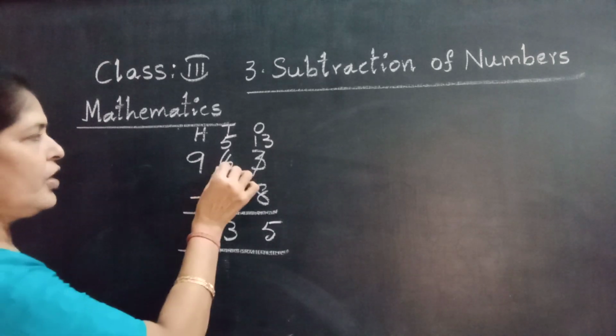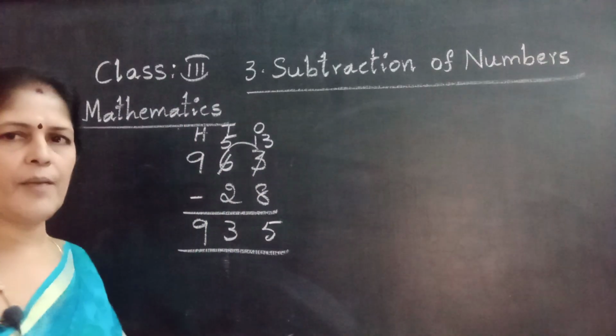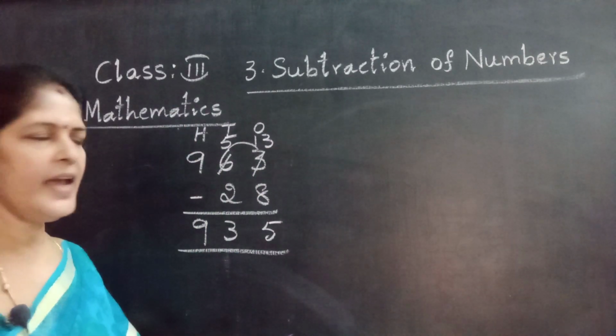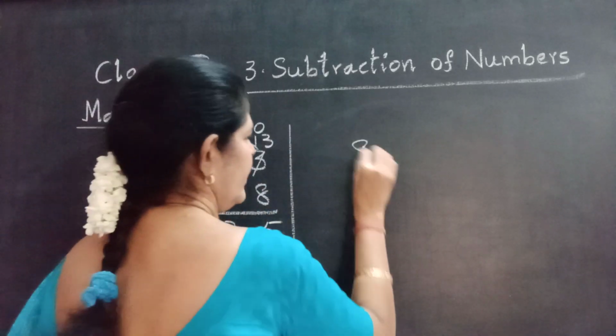935. Here we used the borrowing concept from tens to ones. From tens to ones. Okay? Another example. Did you understand this? Come on.